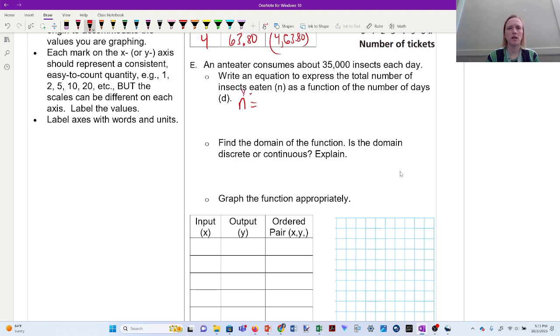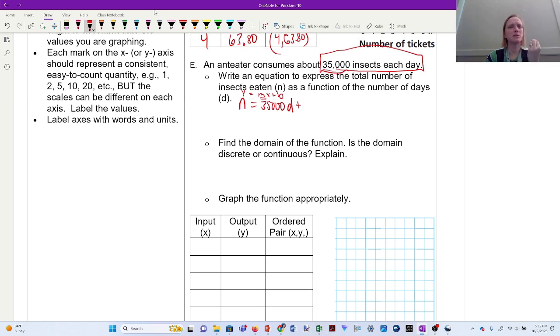So let's see, y equals mx plus b. Remember, m is the rate. And here's my rate, because it's 35,000 insects each day. So I talk about insects and days in the same value. So that's going to be my rate, 35,000 times x. I'm sorry, not times x, because this is the number of days. So I'm going to erase that x and use the letter d instead.